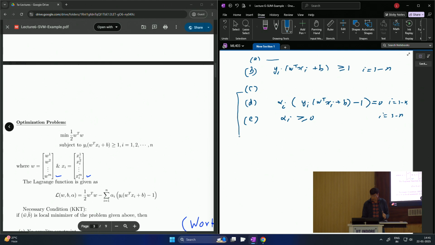So let's work out the C condition. What did the C condition say? Somebody from this side who is a CS undergraduate? What was the C condition?